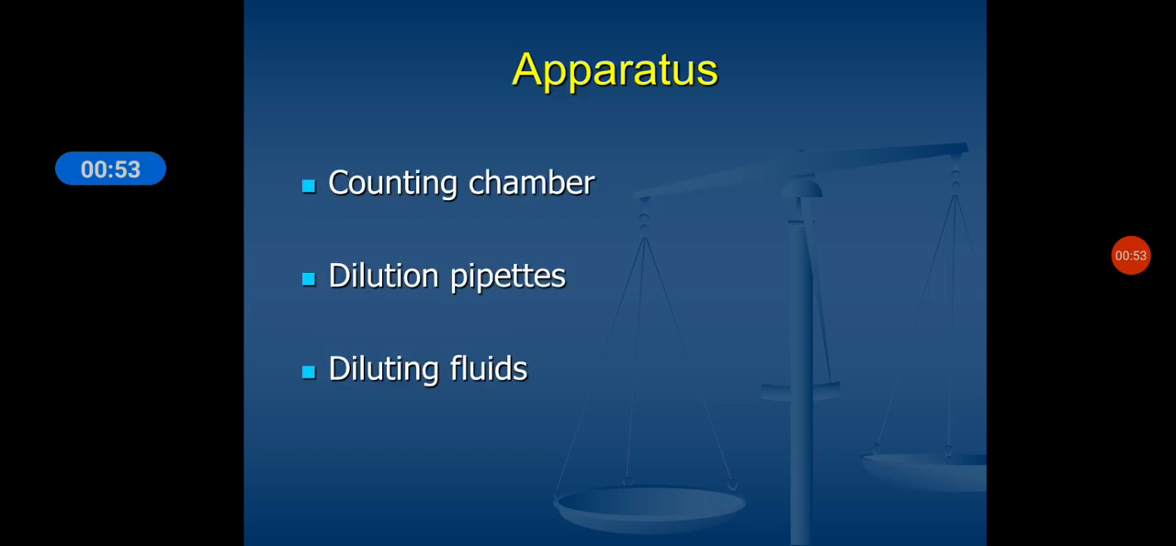The manual method is obsolete now. We're not doing the literal counting, as it's time consuming, so we have moved on to a sophisticated, fast world, and we also need to be fast. But at least you should know that initially we had a Neubauer chamber, there were two types of pipettes, and there were some diluting fluids used. You will need to know it for viva purposes.